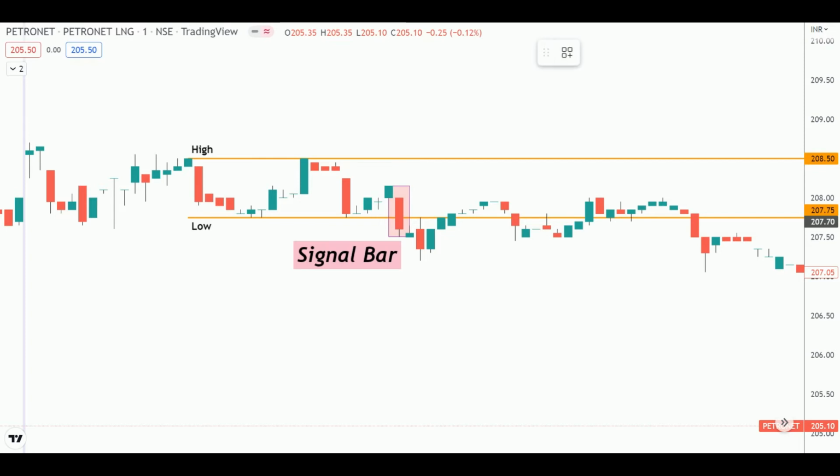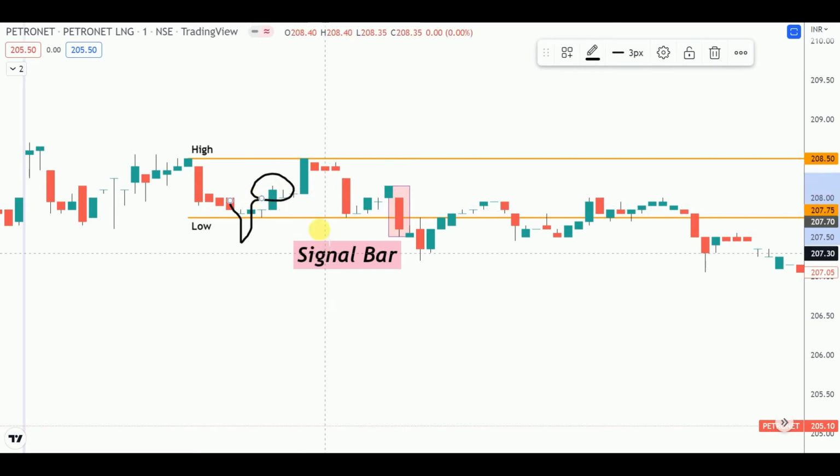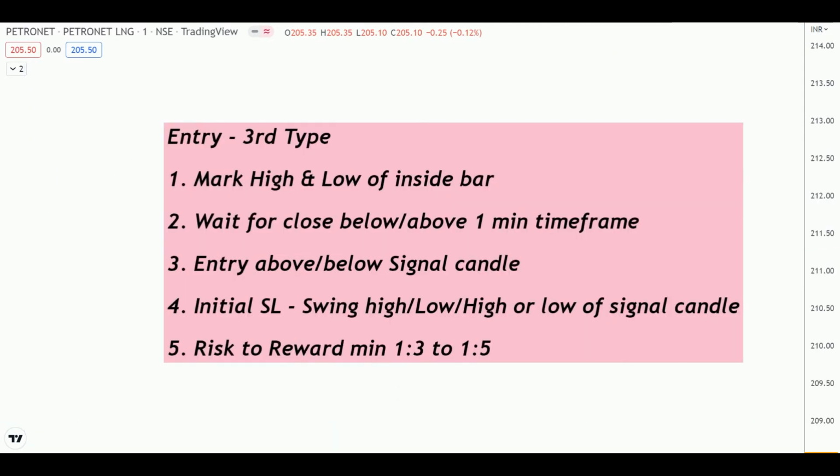Please note, I am talking about closing outside of the range and not faking out of the range. Sometimes a few candles will go outside of this range, but they will close inside it. That is not a valid setup. We need a proper close on the 1 minute time frame outside of this inside bar range.